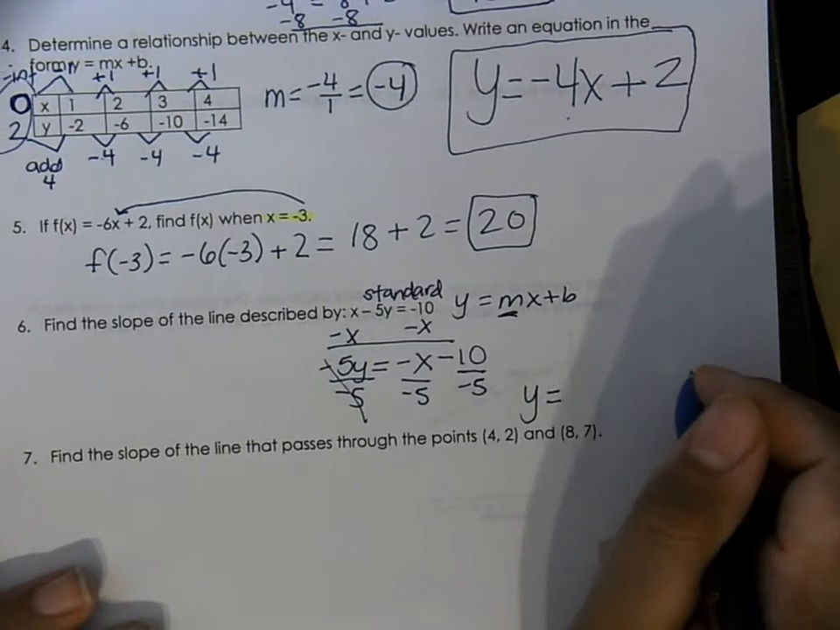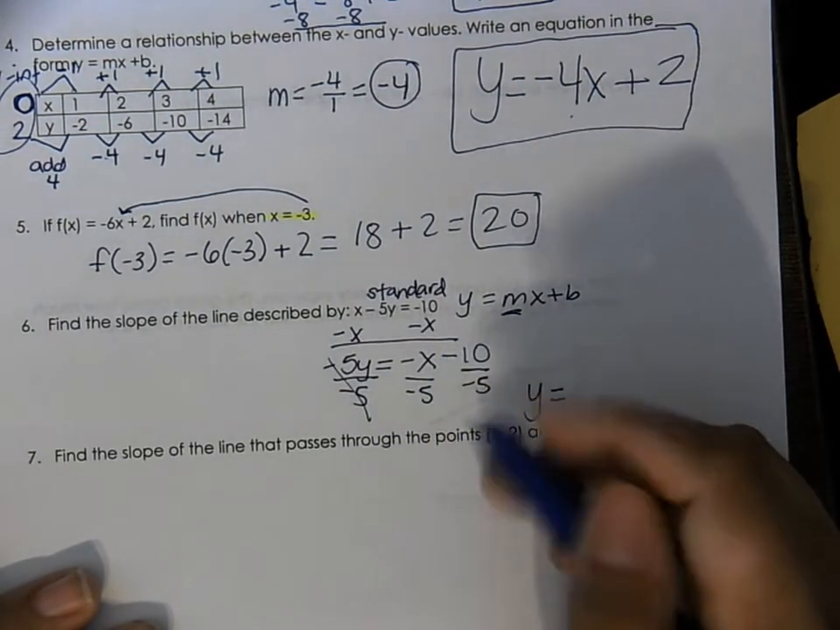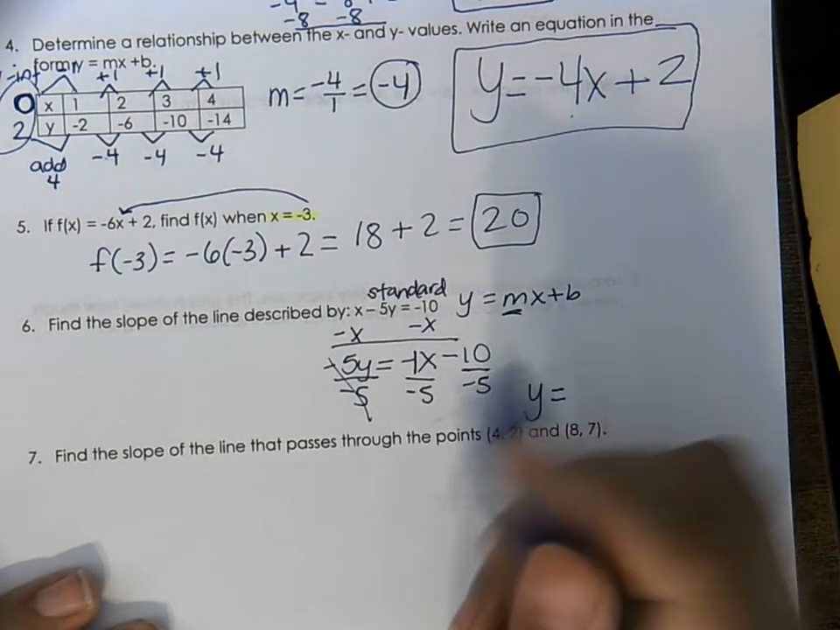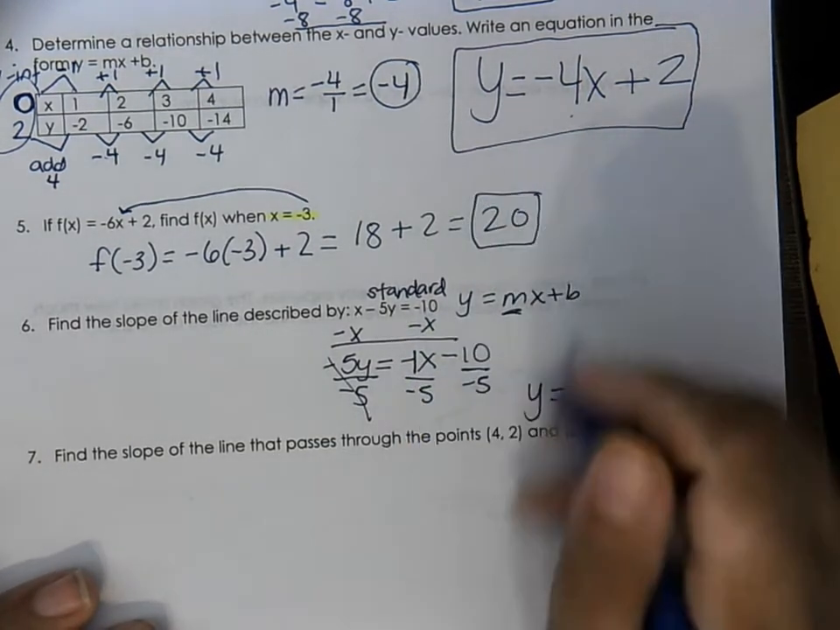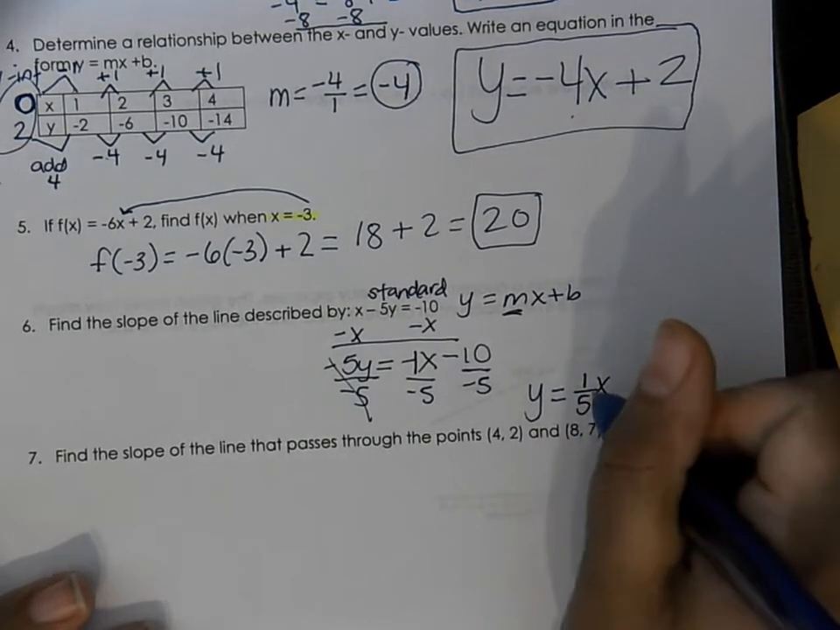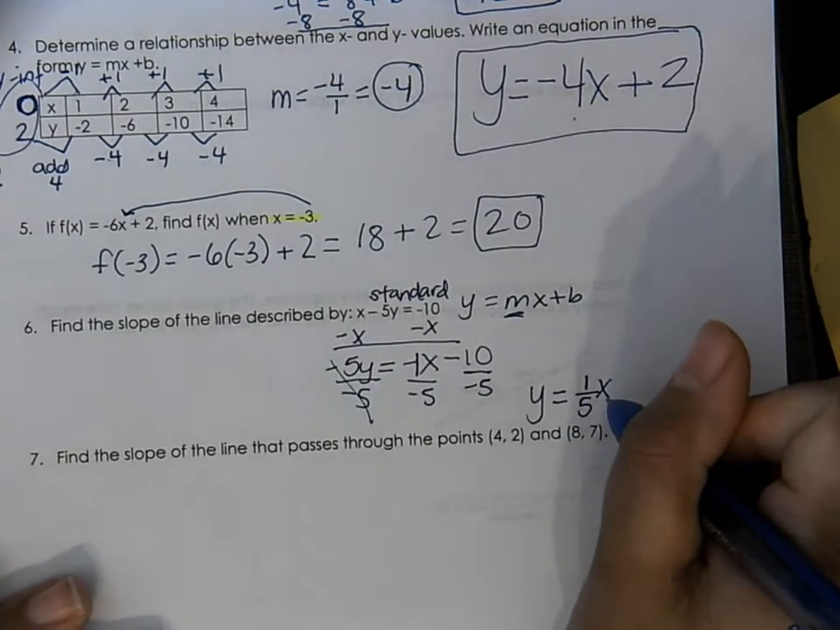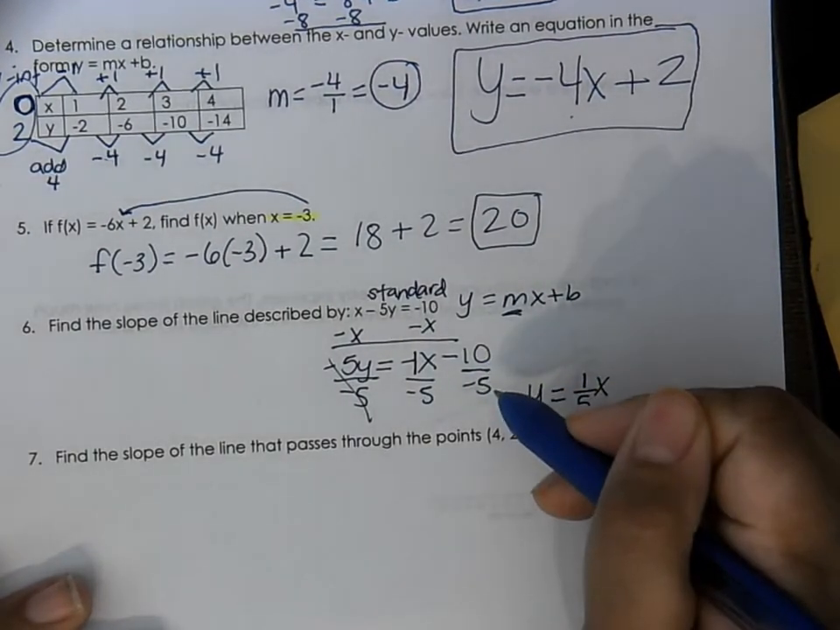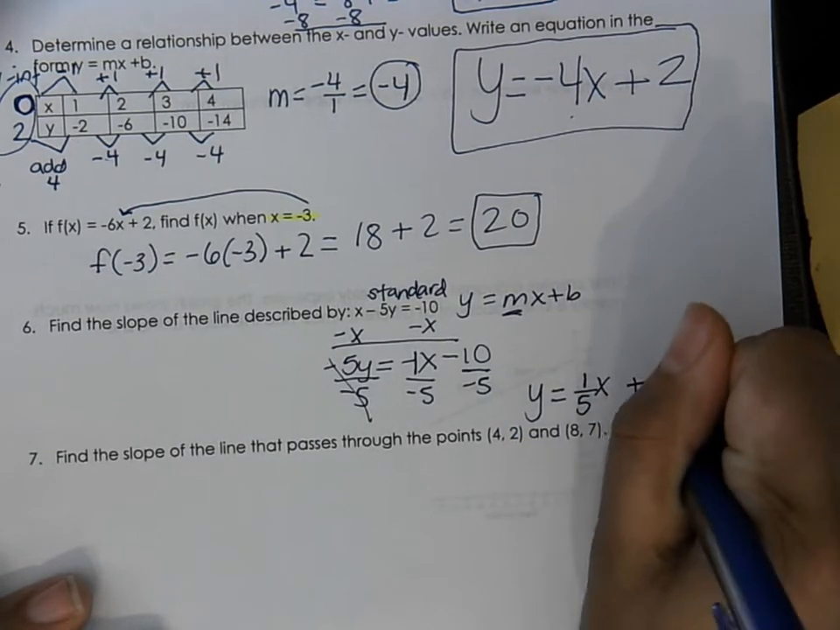And then we have -x over -5. You can think of it as like a -1x. The two negatives make a positive. So this is 1/5 x, and the x can either be on the top of the fraction or right next to it. And then -10 divided by -5 is +2.